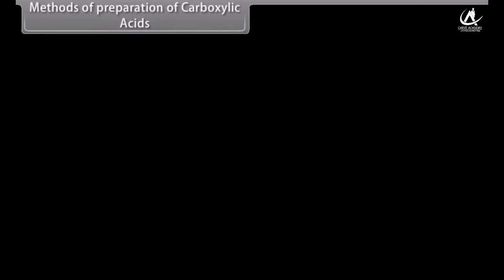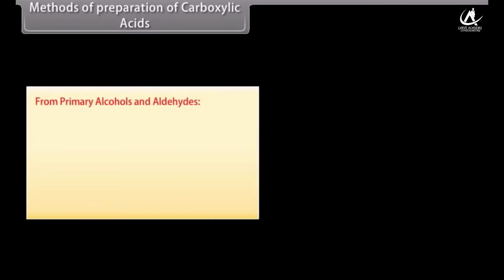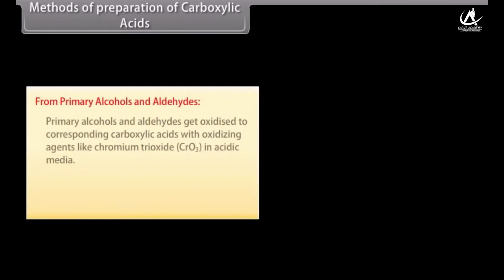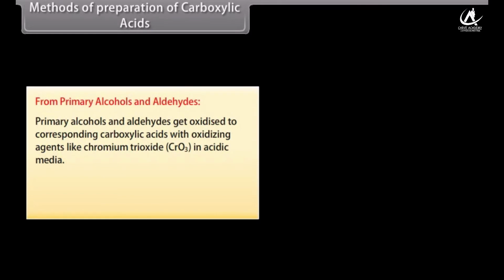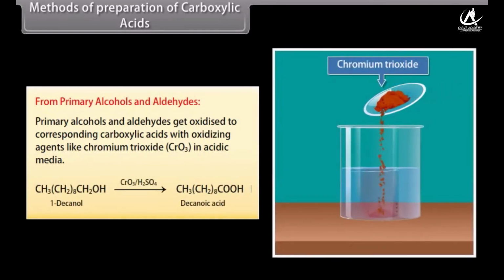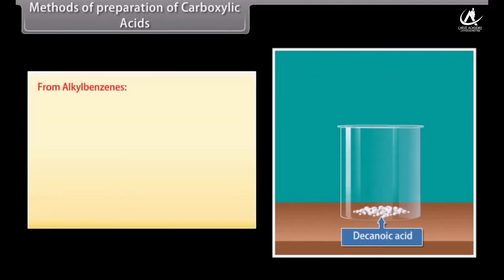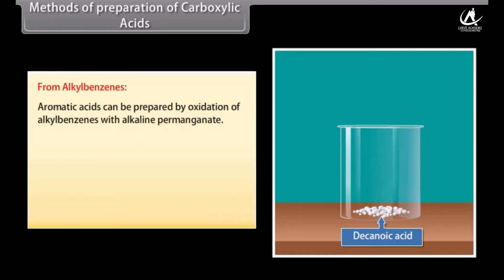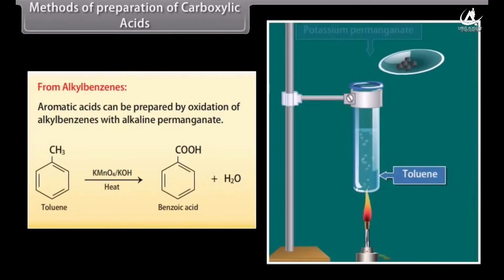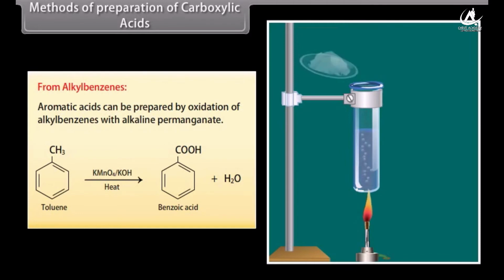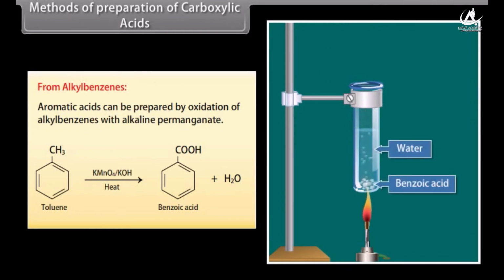Methods of preparation of carboxylic acids. From primary alcohols and aldehydes. Primary alcohols and aldehydes get oxidized to the corresponding carboxylic acids with oxidizing agents like chromium trioxide in acidic media. 1-Decanol reacts with chromium trioxide in acidic medium and forms decanoic acid. From alkyl benzenes, aromatic acids can be prepared by oxidation of alkyl benzenes with alkaline permanganate. Toluene reacts with potassium permanganate in alkaline medium and forms benzoic acid with some water.